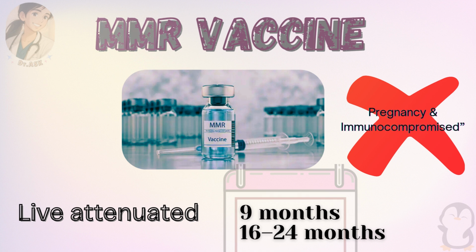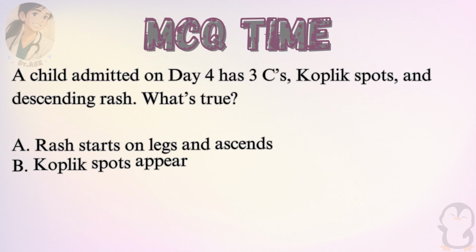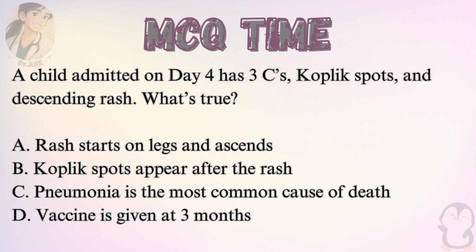Okay guys, let's test what you have learned. MCQ time. A child admitted on day 4 has 3C's, Koplik spots and a descending rash. What is true? Option A. Rash starts on legs and ascends. Is that correct? No, the rash starts behind the ears or on the face and spreads downwards. Yes, so it's descending, not ascending.